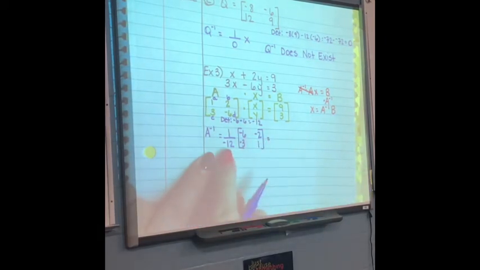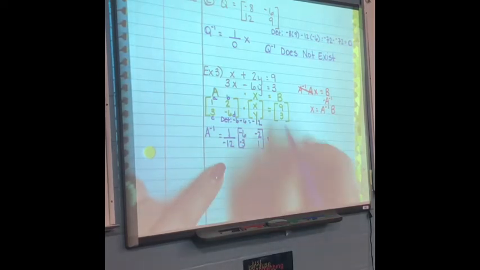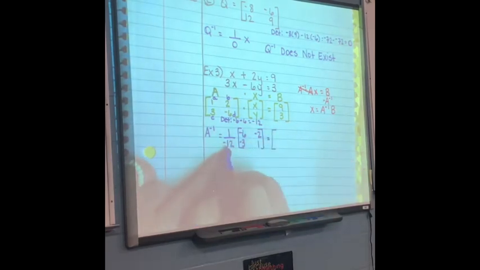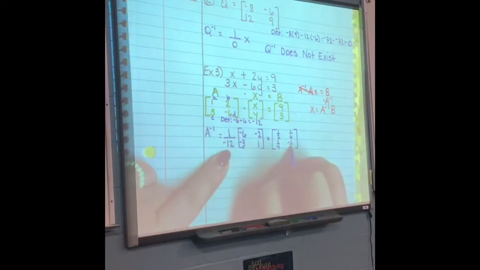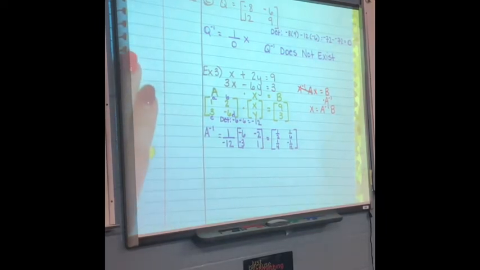And now I need to multiply -1/12 by every element inside the matrix, right? So I've got -1/12 times -6 should be a positive what? 1/2. And a -1/12 times a -2 will be a positive 1/6. And a -1/12 times a -3 will be a positive 1/4. And a -1/12 times 1 will be -1/12. So now I have my inverse.